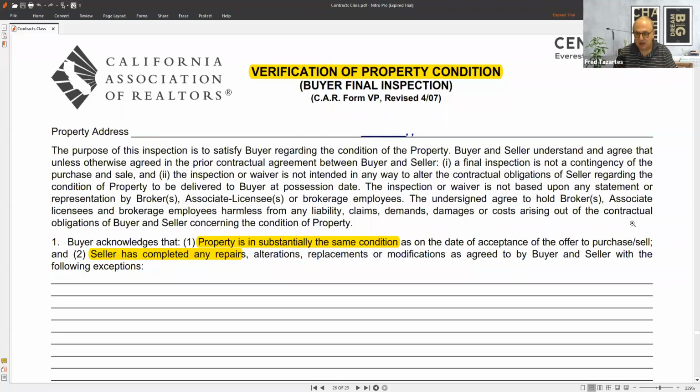Unfortunately, in today's environment, sellers may not be moving out until the day of escrow, or if they have close of escrow plus 1 or 2, it may be after. So you need to inspect your property while there's stuff still there.